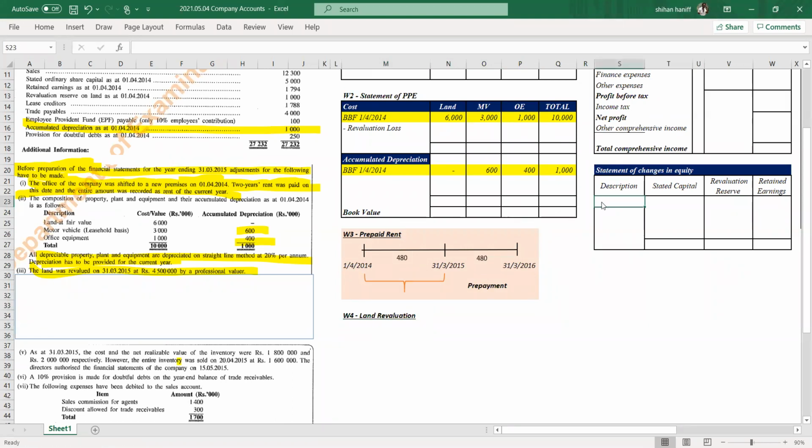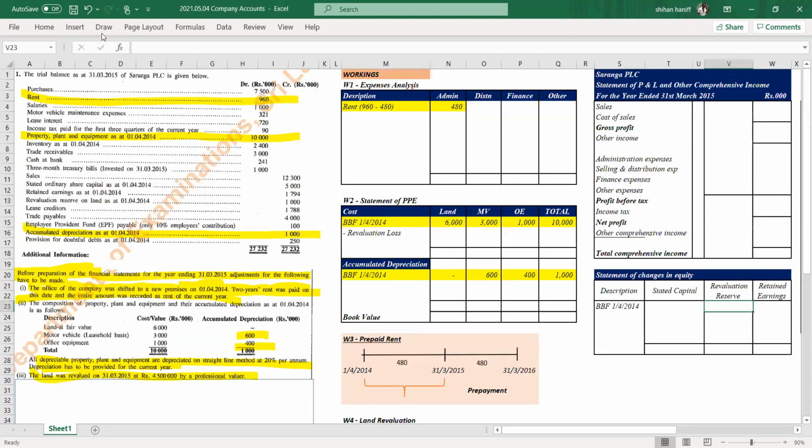Now, already there is an opening balance in the revaluation reserve account. You check the trial balance. Revaluation reserve, 1st of April, there is 1000. All right, the other balances also. Stated capital, there is 5000. Retained earnings, 1794. I will report those balances also. Stated capital 5000. Retained earnings 1794.